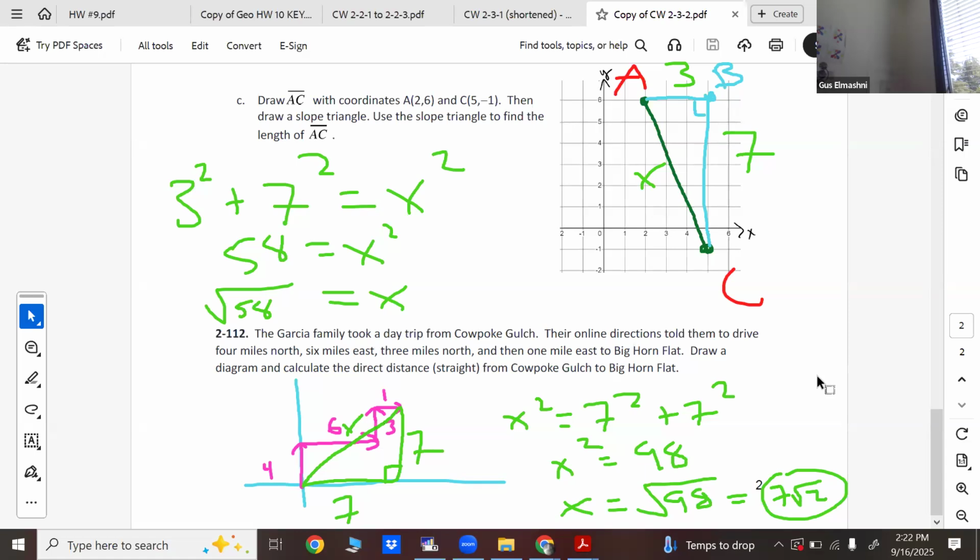So you don't really have to use this formula, just use the Pythagorean theorem the whole time. Here, I put this on a quarter plane: up 4, 6 east, 3 north, 1 east. Connected, realized, oh okay, cool. That's 7 and 7, because 7 right, 7 up. And if I do the Pythagorean theorem, I should get √98, or 7√2.